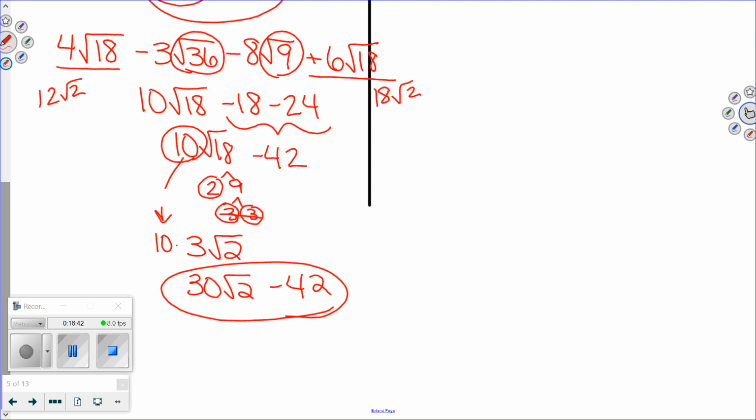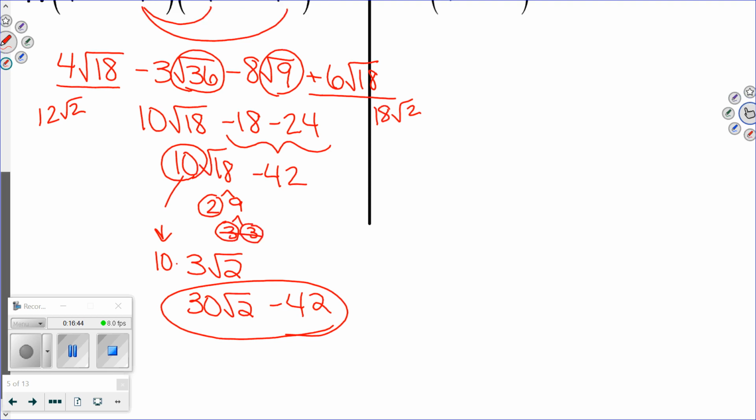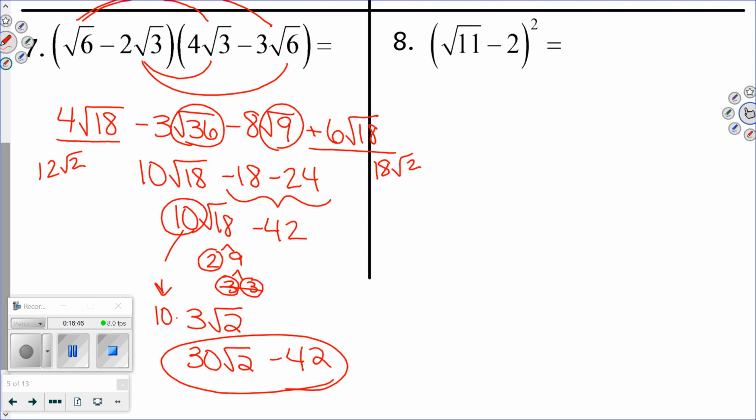Okay. Let's do one last multiplying one here. Number 8. Square root of 11 minus 2, that whole quantity is squared. Carrie, what's 5 squared? Okay, Olivia, what's 6 squared? Corbin, what is 7 squared?